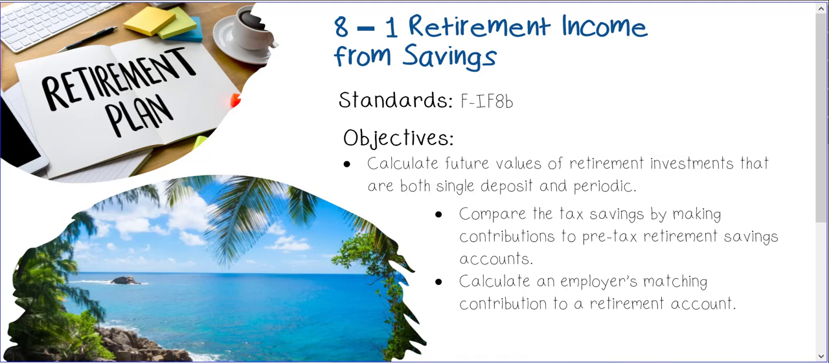In Unit 8, we're going to learn about retirement. Our first learning set for Unit 8 is retirement income from savings. This is Unit 8 Learning Set 1. Our objectives are to calculate future values of retirement investments that are both single deposit and periodic, compare the tax savings by making contributions to pre-tax retirement savings accounts, and calculate an employer's matching contribution to a retirement account.